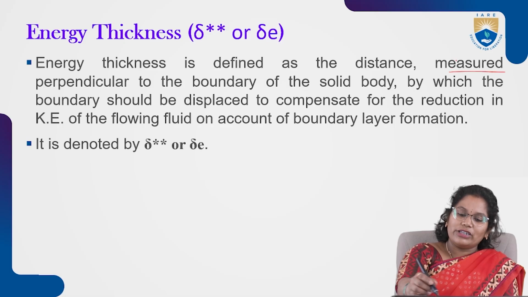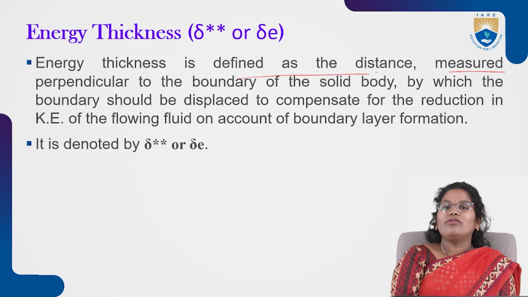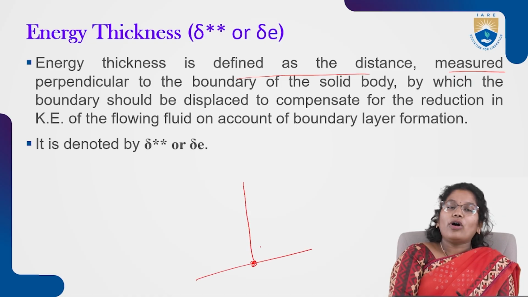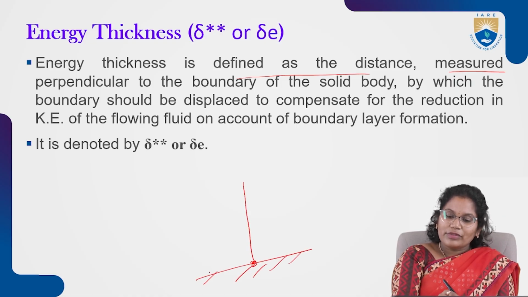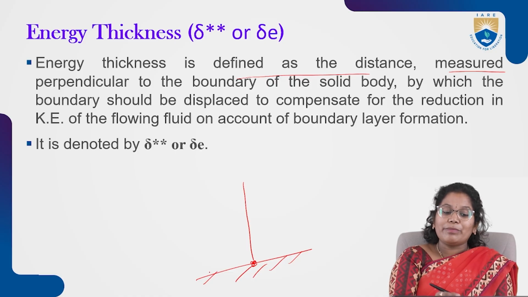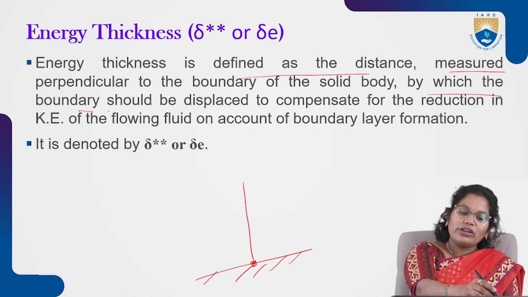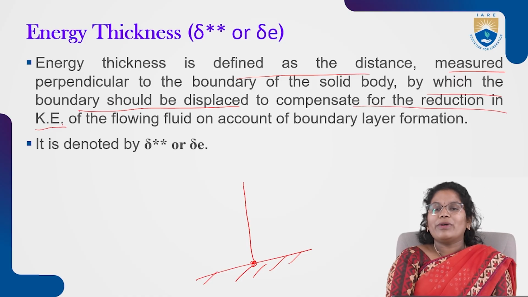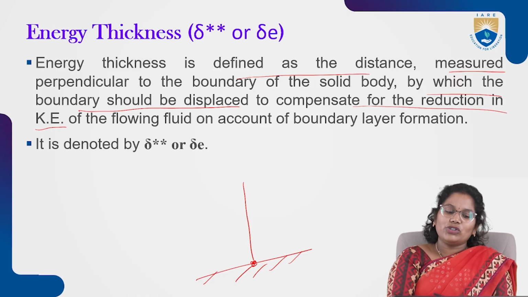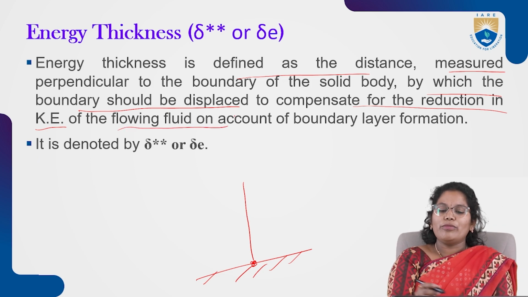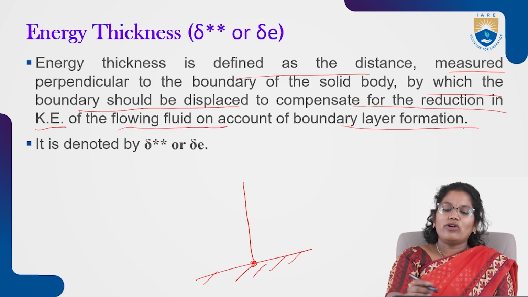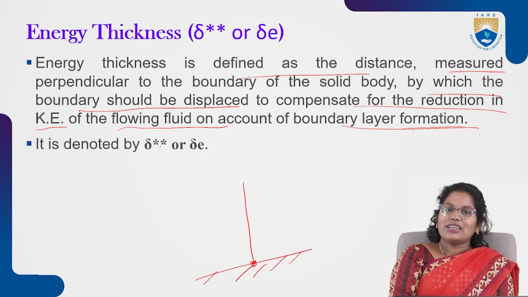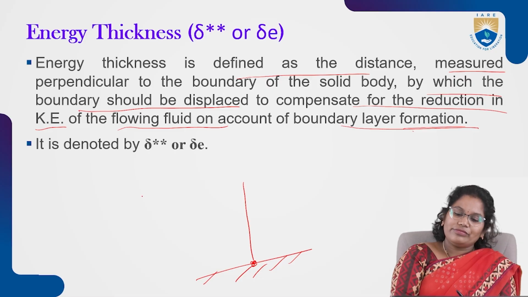Energy thickness is defined as the distance measured perpendicular to the boundary of the solid body by which the boundary should be displaced to compensate for the reduction in the kinetic energy of the flowing fluid on account of the boundary layer formation. It is denoted by delta double star or delta E.